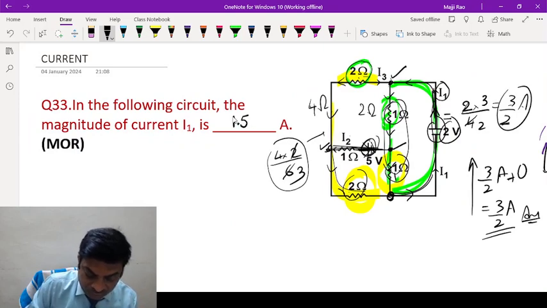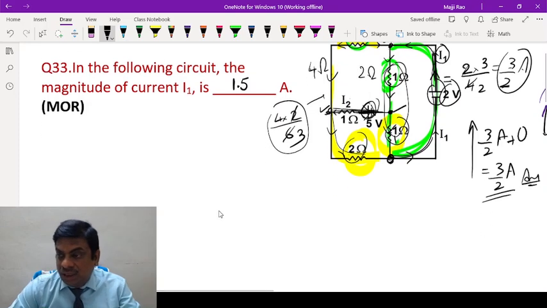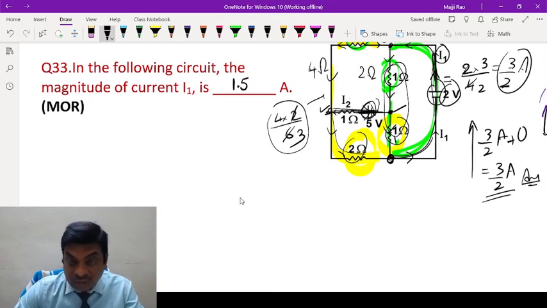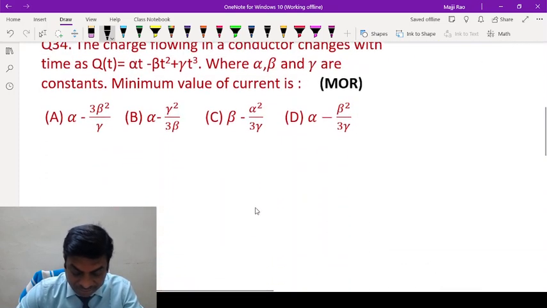I don't know whether it is integral or not. I'm not sure. It should be integral, and we are not getting an integer. It is 1.5. Right. Moving on to the next question.